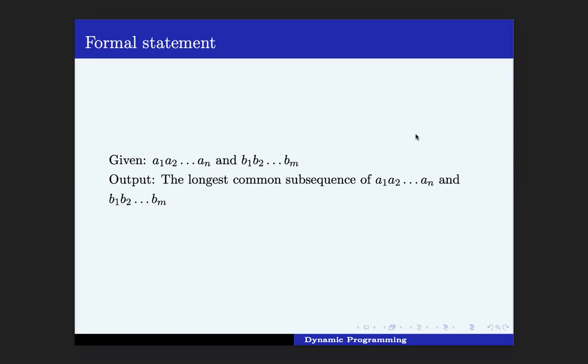And if an and bm are not equal, then there are two possibilities. An can be included in the longest common subsequence. In that case, I will find the longest common subsequence of a1 to an and b1 to bm minus 1. Very good. The other case is bm is included in the longest common subsequence, an is not. Then I have to take a1 to an minus 1 and b1 to bm. Correct. And I have to take the maximum of these two. Exactly. That's it.